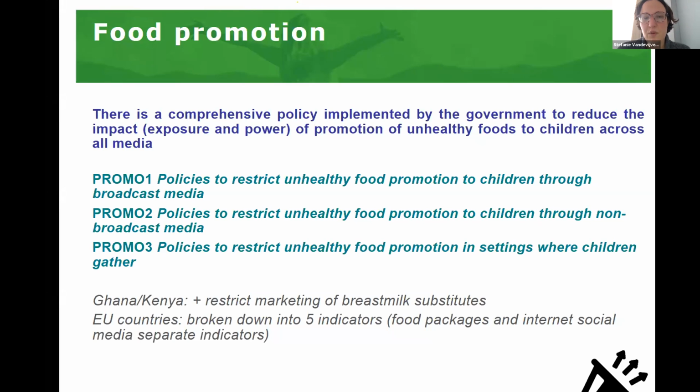So as I've already said before, this is usually divided into 3 different indicators: the broadcast media, which covers TV, radio, for example, then non-broadcast, which covers quite a few different media, from outdoor to social media to packages, for example. And then the last one is settings where children gather, which can be schools, but also sport clubs and so on. Some countries have gone to 5 indicators in this case because they felt it's important to distinguish internet and social media and food packages separately because the jurisdiction sits in different places. So you can do that.